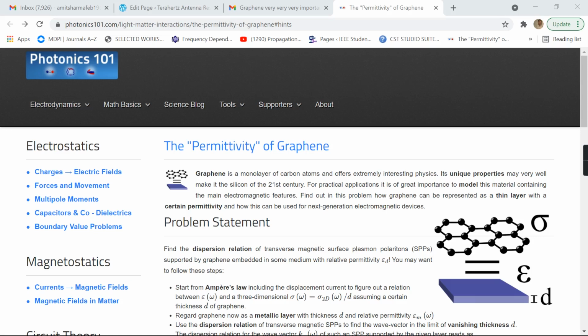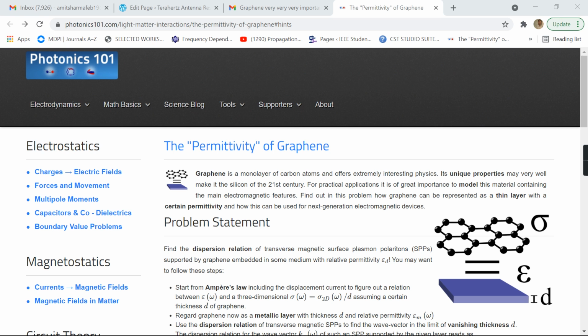Today I'm going to discuss with you the permittivity of graphene. Graphene is a monolayer of carbon atoms and offers extremely interesting physics. Its unique properties may very well make it the silicon of the 21st century. For practical applications, it is of great importance to model this material containing the main electromagnetic features.